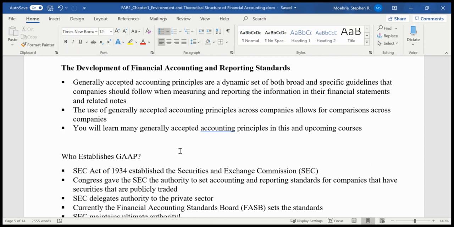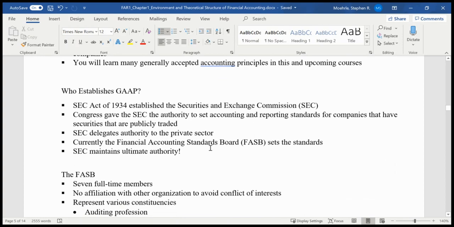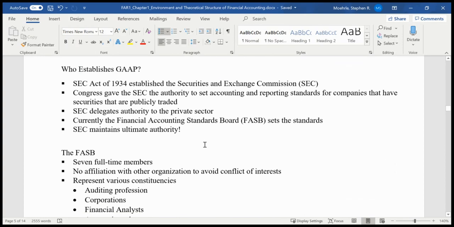We will learn many of the generally accepted accounting principles in this course and in Financial Accounting Reporting 2, 3, and 4, as well as in cost accounting. So the obvious question is, who establishes these rules? Who establishes generally accepted accounting principles?